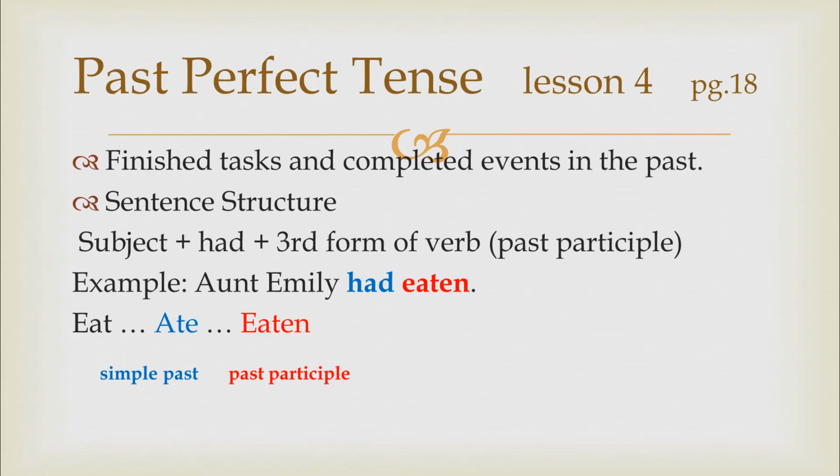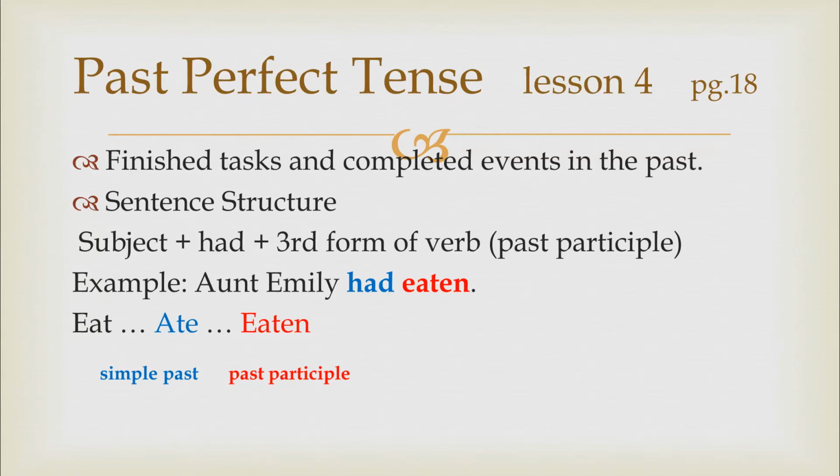Next is lesson number 4 at page number 18. The concept is past perfect tense. This tense talks about finished actions, completed events in the past. And how do we know that it is past perfect tense? When we talk about a completed action in the past, we use had and the third form of the verb, that is the past participle. Aunt Emily had eaten.